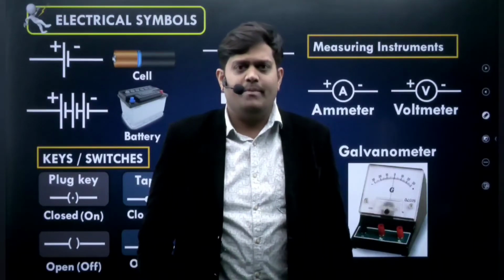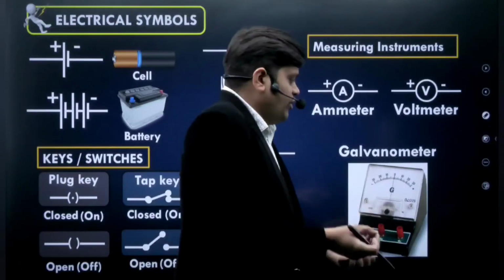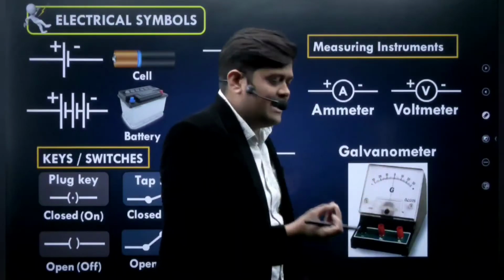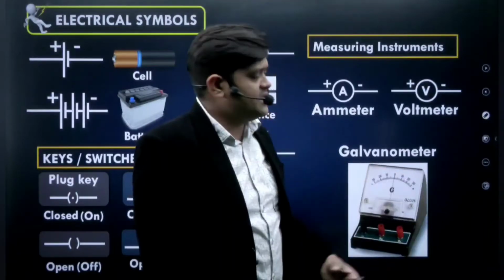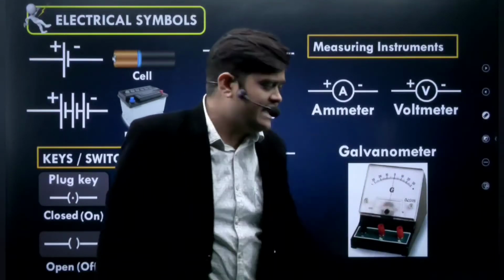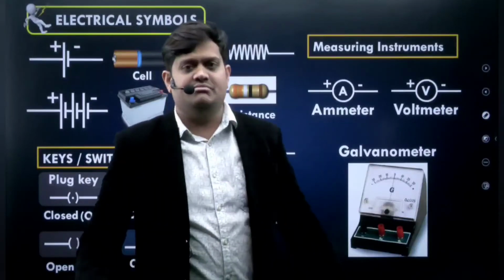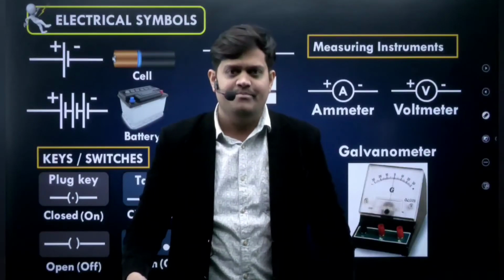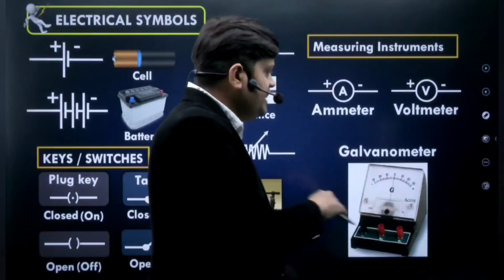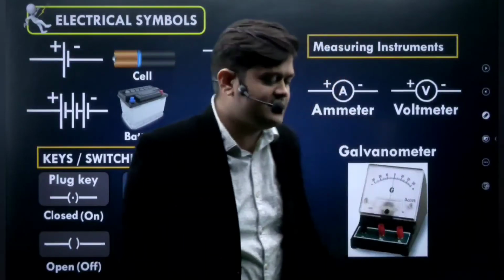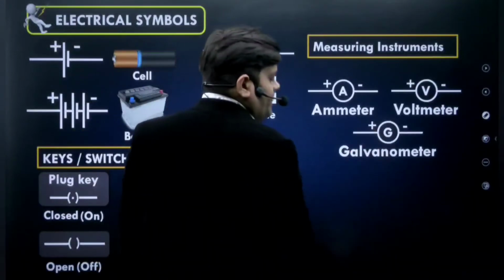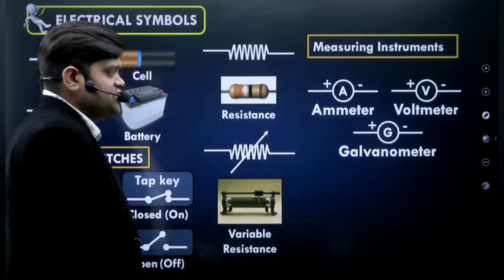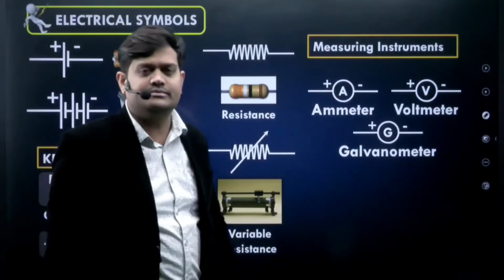So now we understand that the ammeter is used to measure the current, the voltmeter is used to measure the potential difference, and the galvanometer is used to detect the current. Okay, my dear, so these are the three electrical devices and electrical symbols. The symbol is G. If there is a G, it means there is a galvanometer.